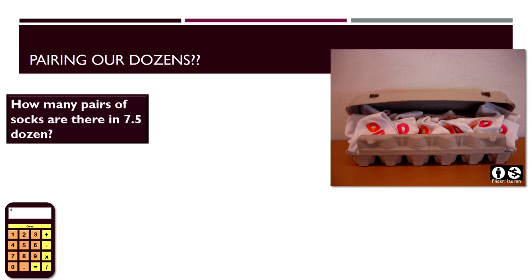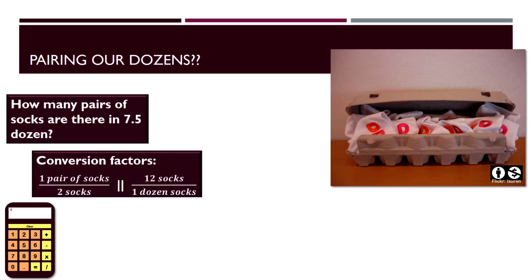So remember, our strategy here is to cancel out the units that we don't want and get to the units that we do want using conversion factors that we happen to know. Well, we remember that a pair is 2. We also know that a dozen is 12. We can use these two equalities to make some conversion factors. Then we can use these conversion factors to get rid of the units we don't want, dozens, and get to the unit that we do want, pairs, okay?